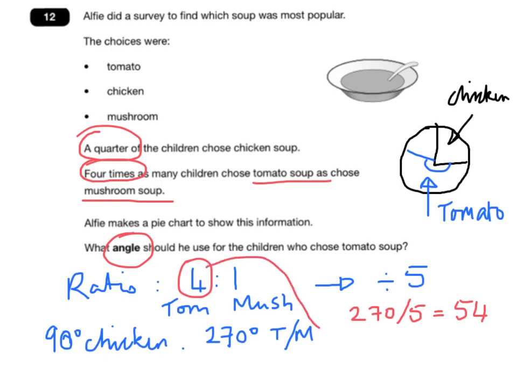So 270 divided by 5 is 54, and 4 of those, 4 lots of 54, are tomato soup. So that gives us 216 degrees, which represents tomato soup. That is the angle representing tomato soup.